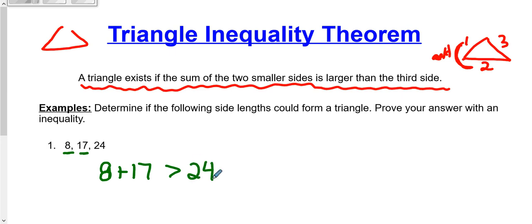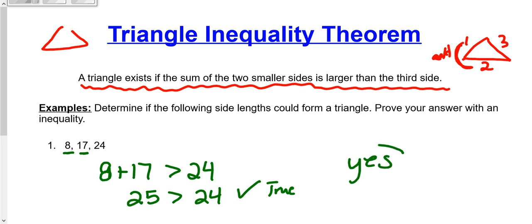Okay, so 8 plus 17 is actually 25. And is 25 greater than 24? Yes, it is. That's a true statement. And if it is true, that means that this is a triangle. So you would say, yes, this is a triangle.